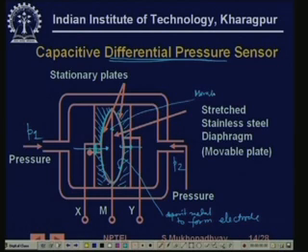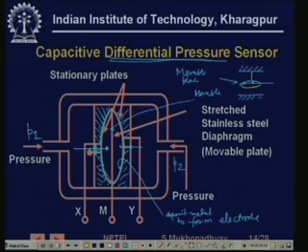So actually you have formed two parallel plate capacitors, these are the two fixed plates, and there is one plate which moves, this is the membrane or movable plate. So as it goes this way or as it goes this way, epsilon naught A by D is capacitance.